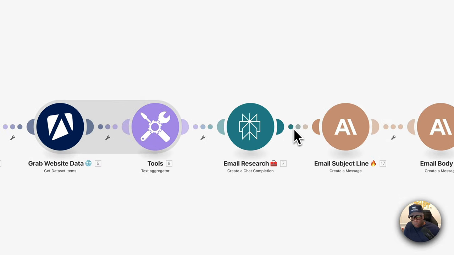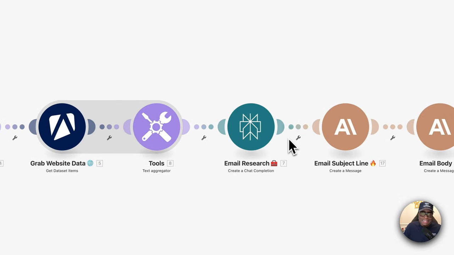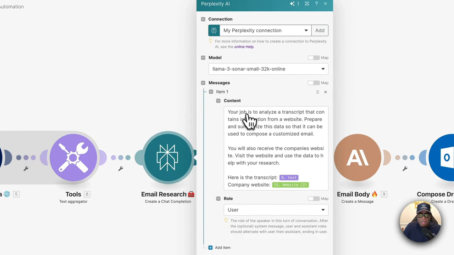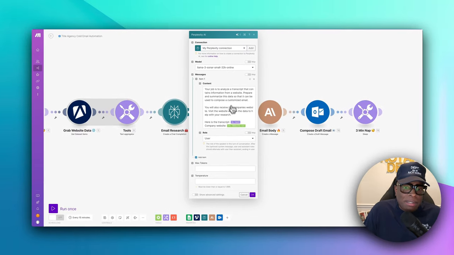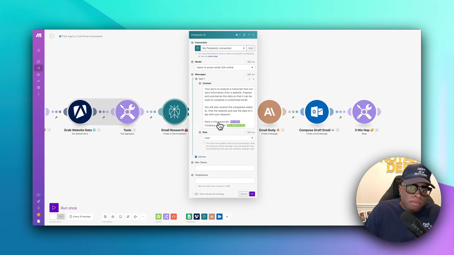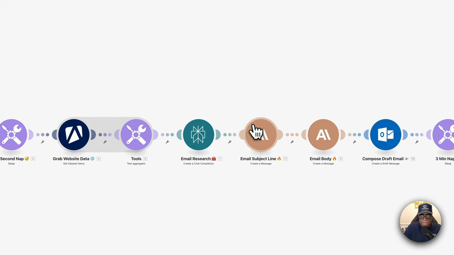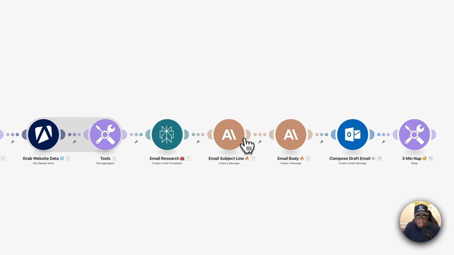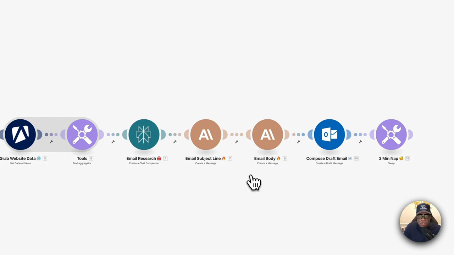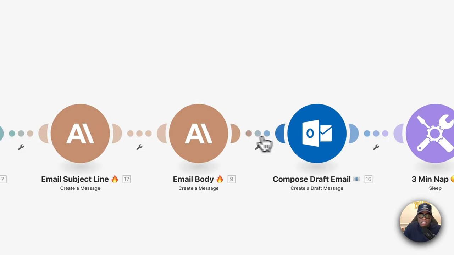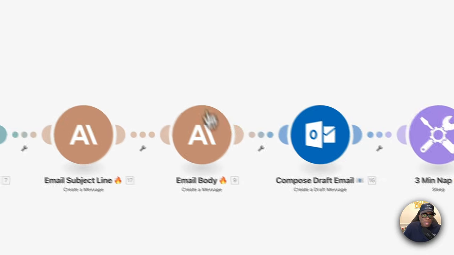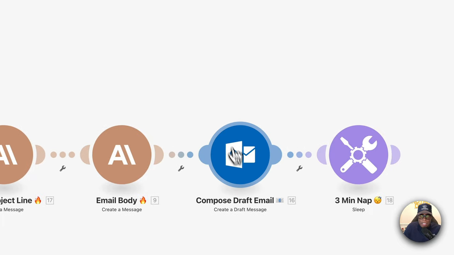Perplexity.ai is our research tool. We gave it a command to analyze the company website, as well as the transcript, which is from the website data. And then we used Anthropic to create our subject line, and we also used Anthropic to create the body of the email. Once we have those pieces, we just compose an email.